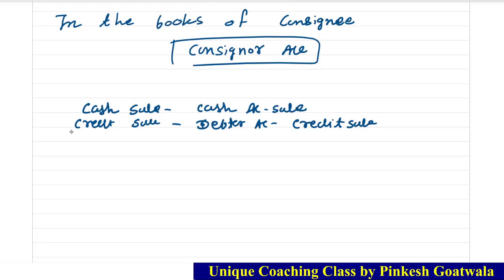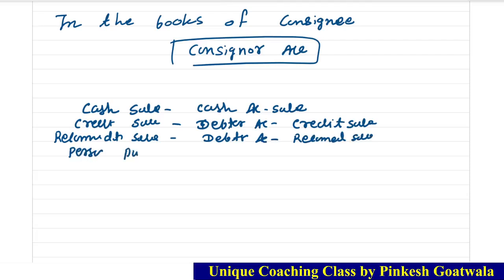Credit sale. Then we know that there is a recommendation sale also. Recommendation sale. So here also we should write debtors dash recommendation sale. Then personal purchase. So here we should write cash account purchase. Clear? So remember this about sales.